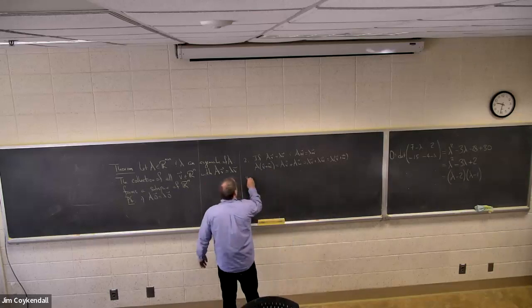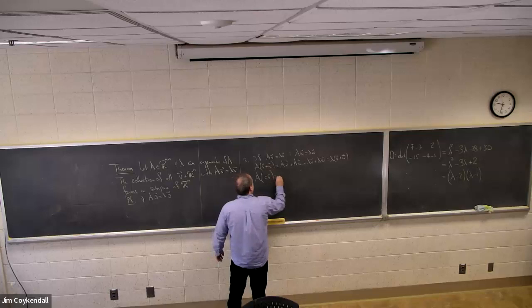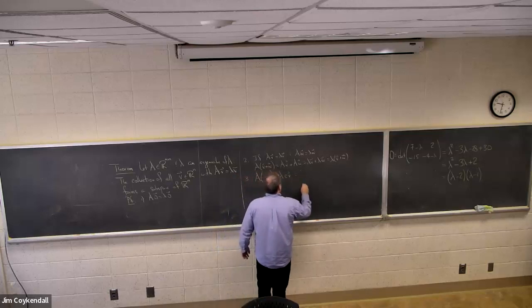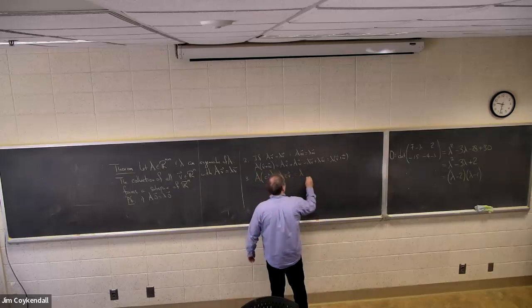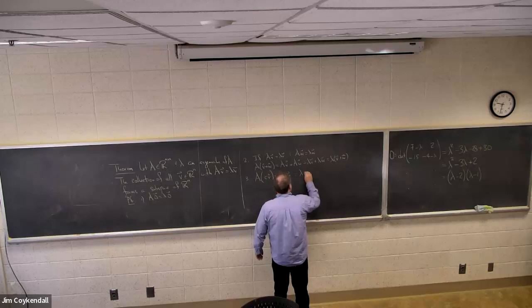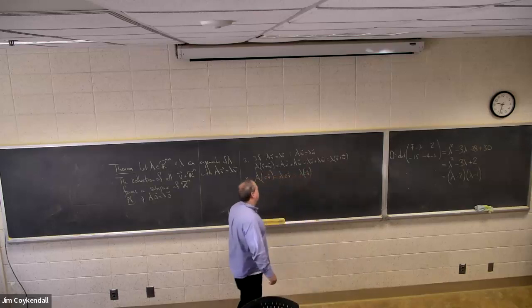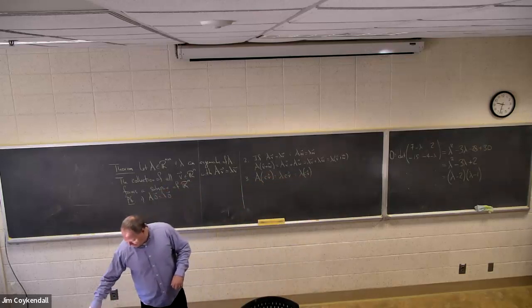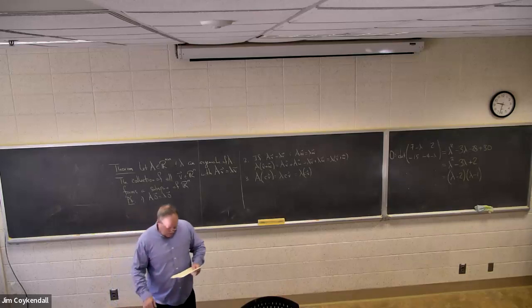And finally, if you have A times CV, this is lambda CV. So CV is also an eigenvector for the eigenvalue lambda. Okay. Any questions?